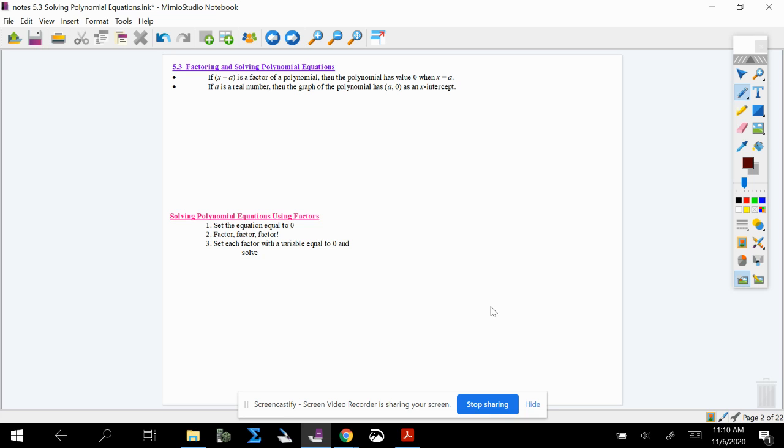Moving into section 5.3. So we're going to step away for a second from talking about the visual ones, although I will mention some connections to some of the polynomial features, and revisit a topic that we talked about a lot in the previous chapter, which is factoring and solving.